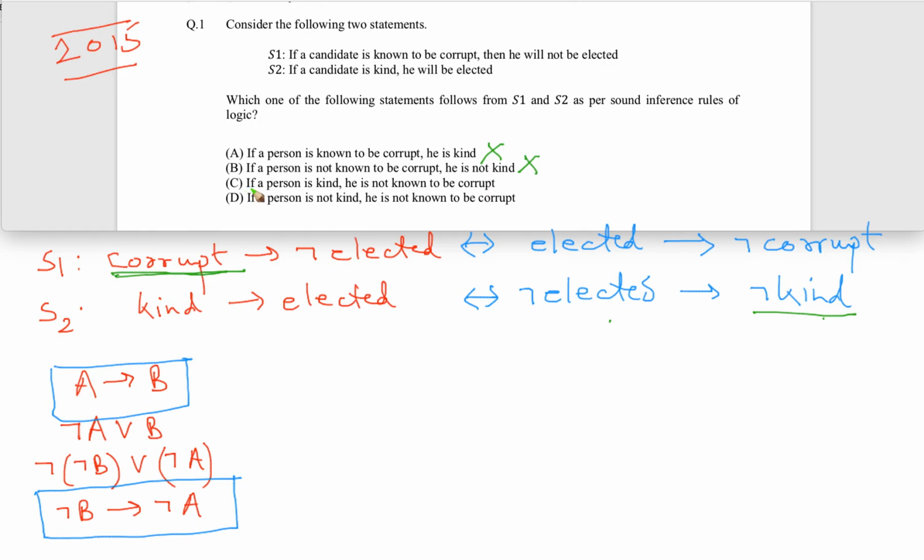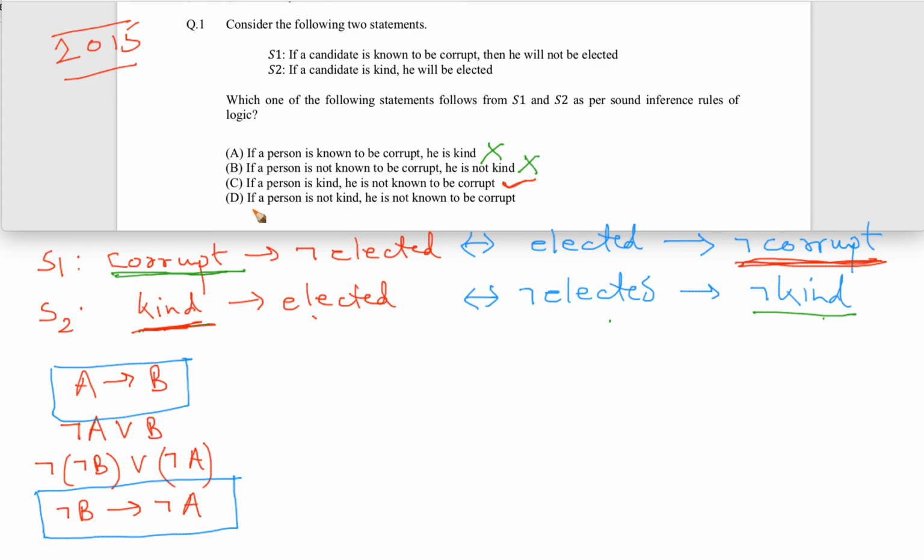In C, it is saying that if a person is kind, so from kind we are starting. If the person is kind, he is not known to be corrupt. So see, if he is kind, then he is elected, then not corrupt. So if the person is kind, then he is definitely not corrupt. So if the person is kind, he is not known to be corrupt. That is exactly what we are getting here also, right?